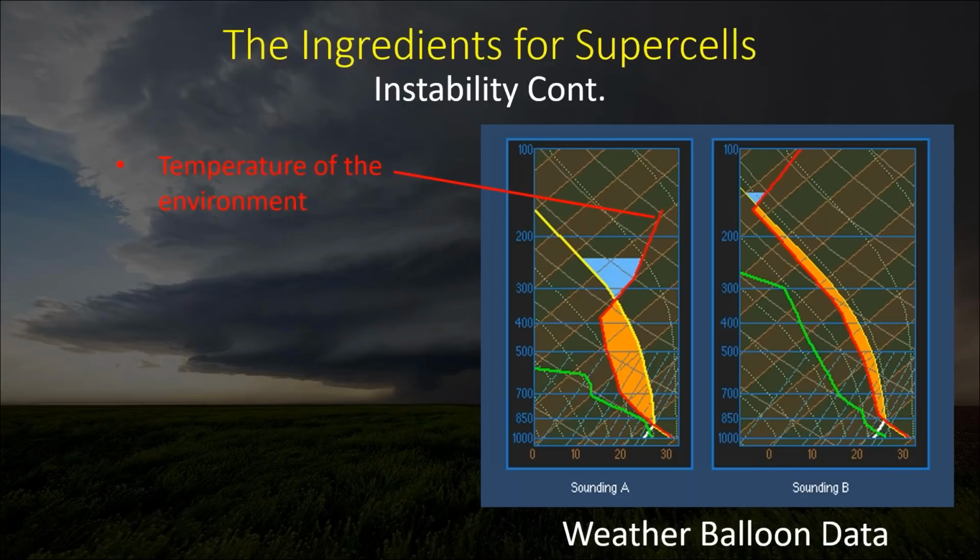Again, this is a vertical profile. The bottom of the graph starts at 1,000. Those are units of pressure, so 1,000 millibars. And as you go up, the pressure decreases. So as those units decrease, you're going up in the atmosphere. As you go up on the graph, you're looking higher and higher in the atmosphere. The red line here is the temperature of the environment that we measure with our weather balloons.